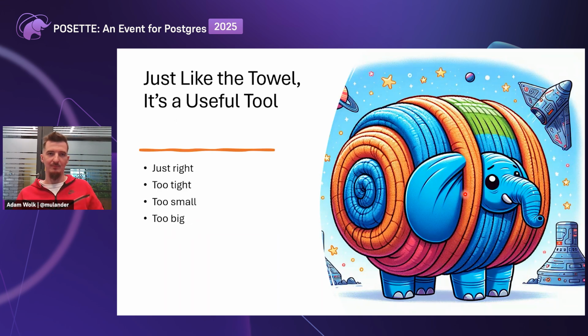So just like a towel, row-level security is a useful tool. Imagine you're on a beach and you need to cover some private parts. Then, if you have a large enough towel that's just right, it will do its job. It will hide the pieces that you need covered, and same with row-level security. Things that need to be hidden will be hidden.